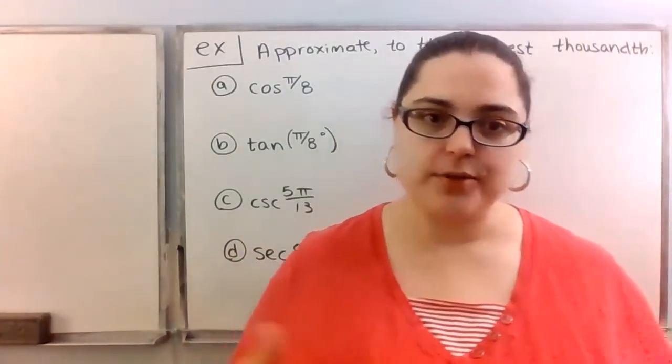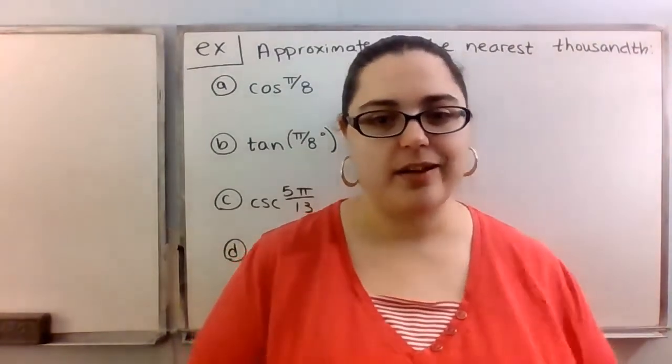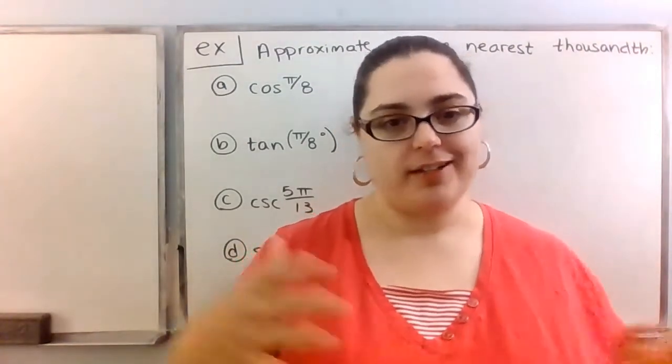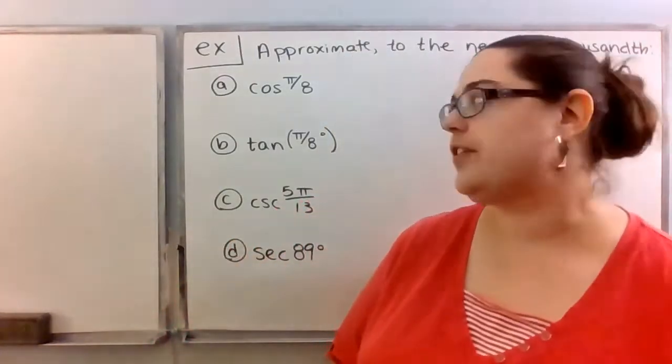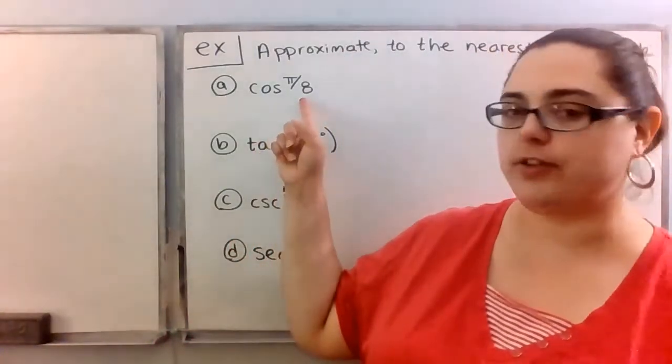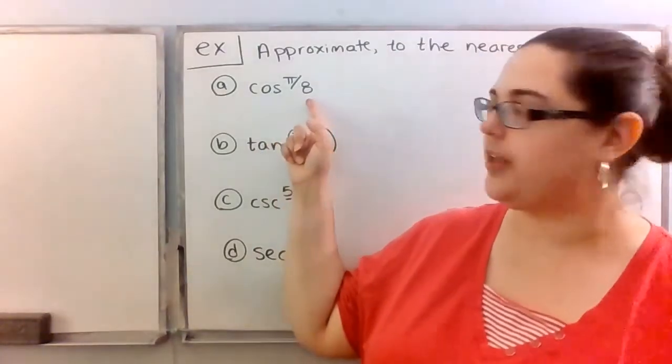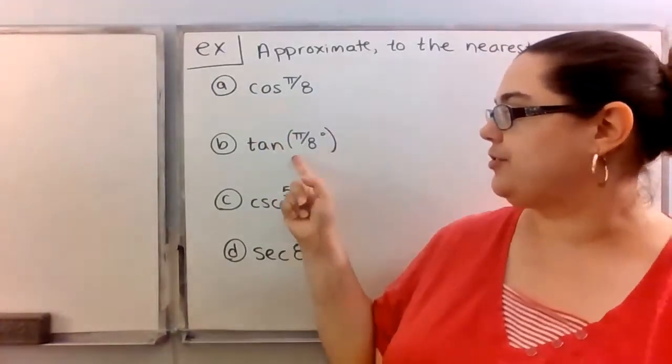The first thing you want to do is make sure that your calculator is in the appropriate mode, whether you're in degree mode or radian mode. You can notice that for some of these problems, we have radians. You can tell because there's no degree sign. And other times we have degrees.